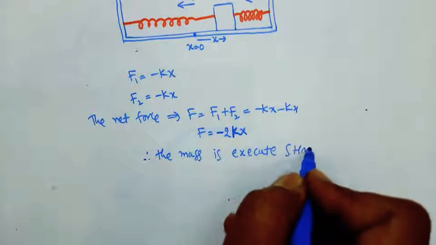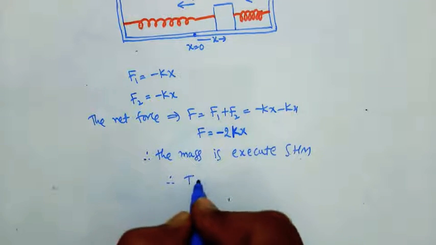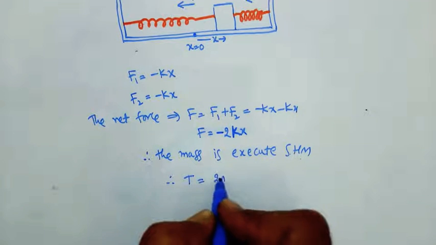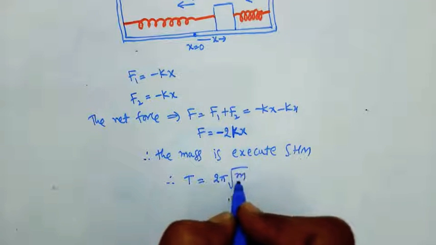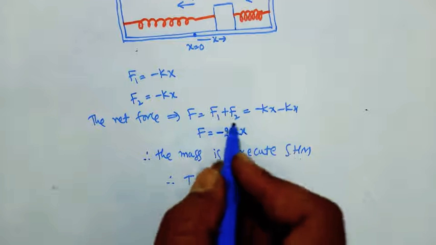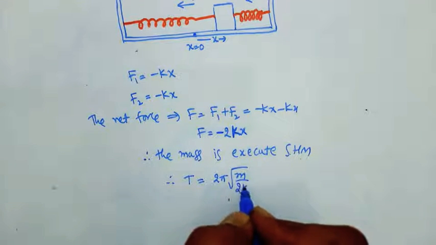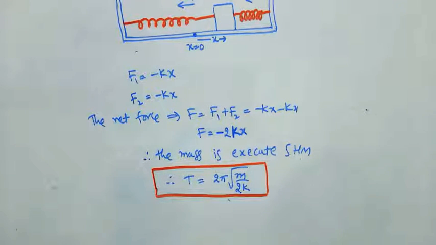So what is the time period? Time period T is equal to 2 pi under root of m by k. Here k is equal to 2k, so I am writing 2k. So the time period T is equal to 2 pi under root of m by 2k.